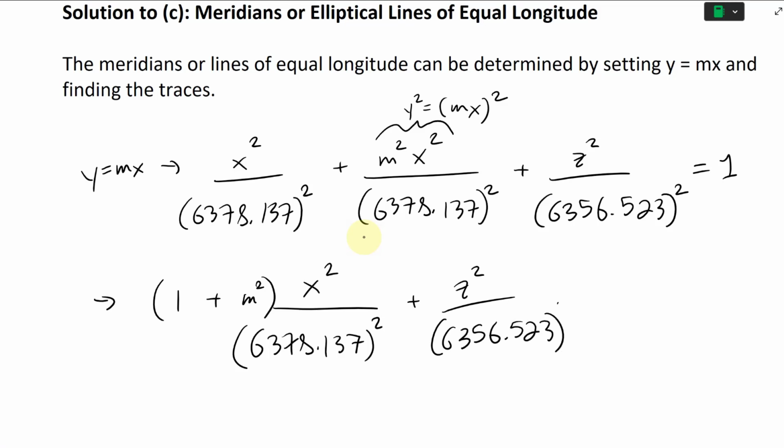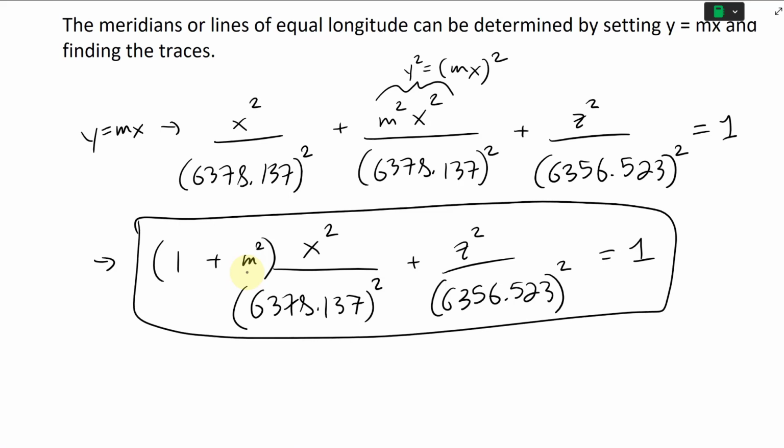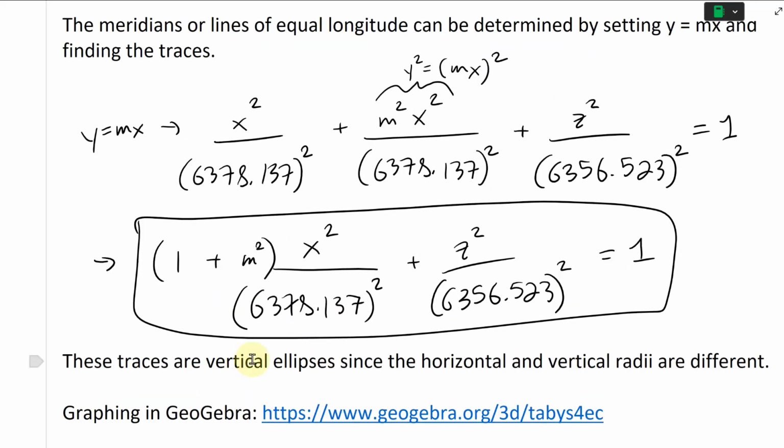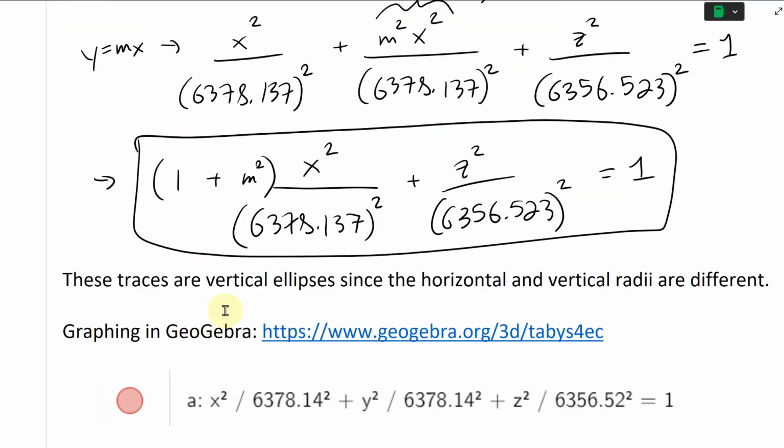6356.523 equals 1. So this is an ellipse, and that's because these aren't the same, and also this is going to be changing based on whatever this m value is. So it's an ellipse that's variable, depending on the m value. Alright, so these traces are vertical ellipses, because this is a z squared, so basically y equals mx plane, which is a vertical plane.